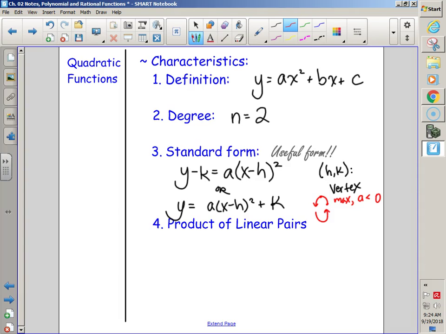So what's going to happen if A is greater than 0 and it's normally oriented? The vertex is going to be a min. Nice thing is, this is kind of easy to remember. What kind of people smile? Concave up like a cup? What kind of people smile? Happy people that are positive.